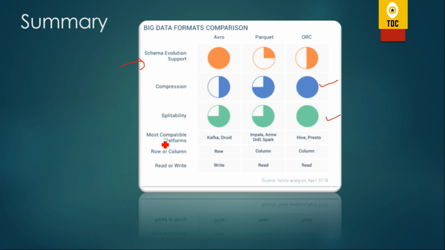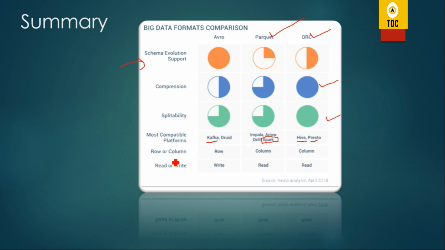And finally, on the compatible platform, as I told you, Kafka is basically used for streaming writes, so continuously you are writing data. Since Avro is good for writing, it is the most optimal solution; choosing Avro will be the best decision. If you have Impala, Arrow, Drill, and Spark, the important thing here is Spark. Since most of the projects are using Spark, you know which file format to use, right? And if you are using traditional Hive, which is a traditional big data concept, or Presto, again a traditional big data concept, then ORC is a better one.